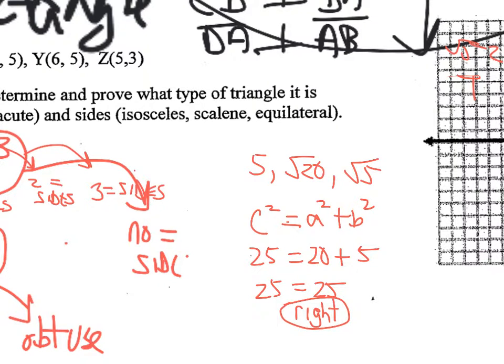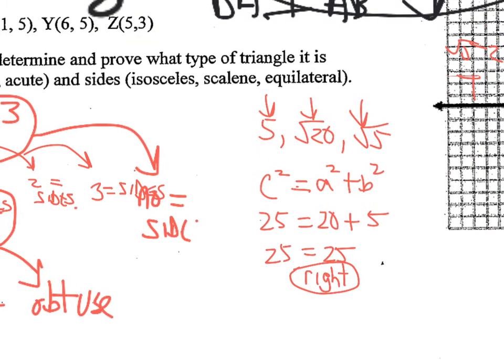Also, we have that all three distances are different numbers. So square root of 20 is like 4.2 something, and square root of 5 is like 2.23. So having all different sides, that means that this must also be a scalene triangle. And we've figured out what type of a triangle this is.